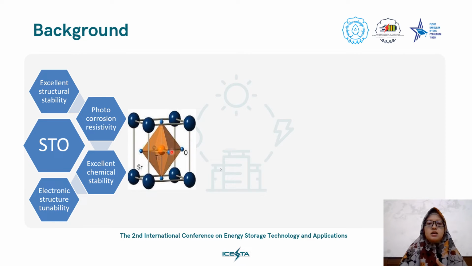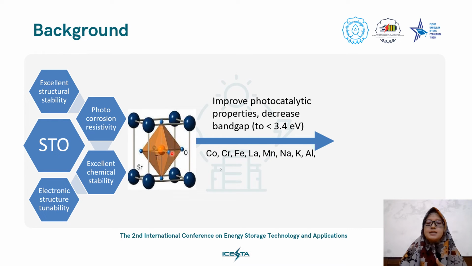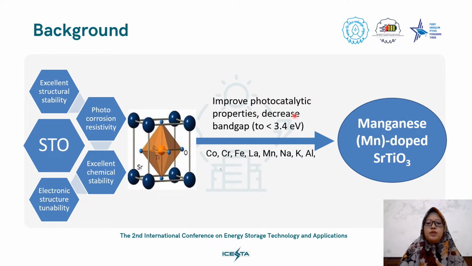It has a cubic structure, and doping with a metal into the SrTiO structure can improve the photocatalytic properties. And among the available dopants, manganese-doped strontium titanate is preferred here because manganese is unique. It can act as Mn+2 or Mn+4 to replace either the strontium or titanium site.